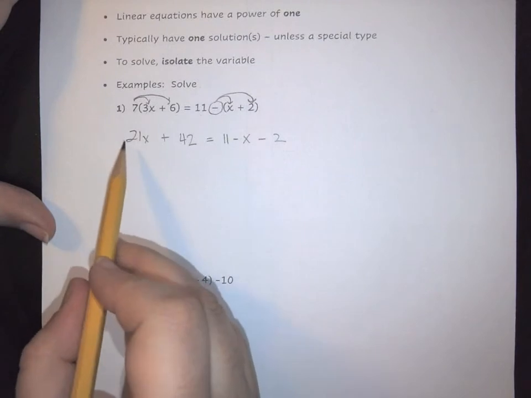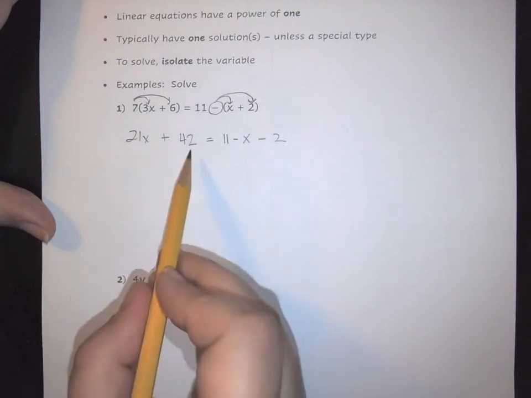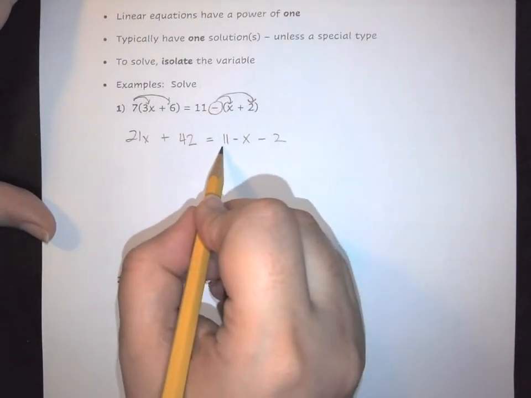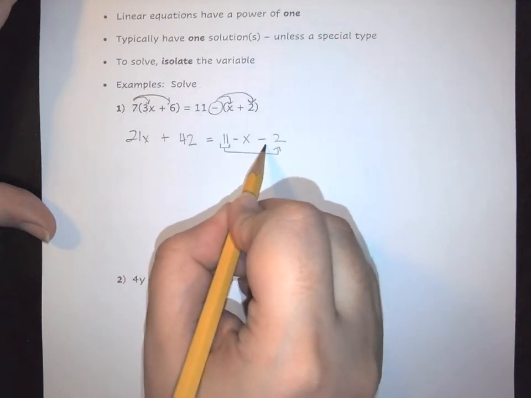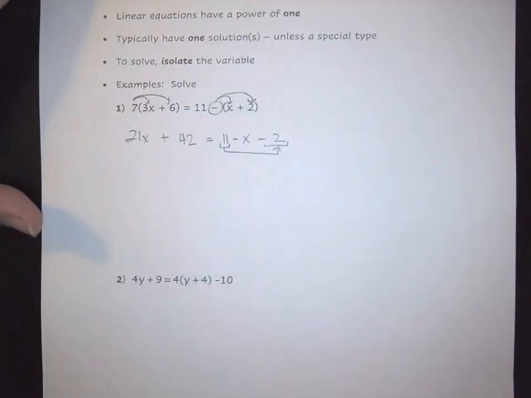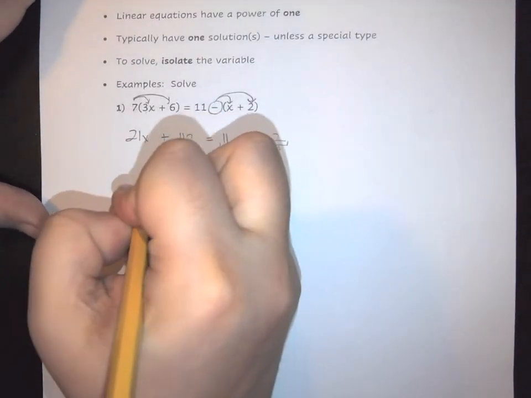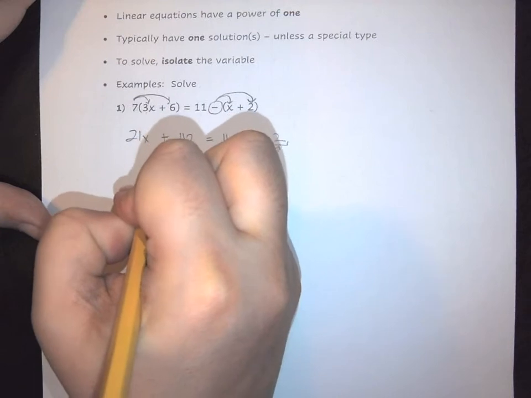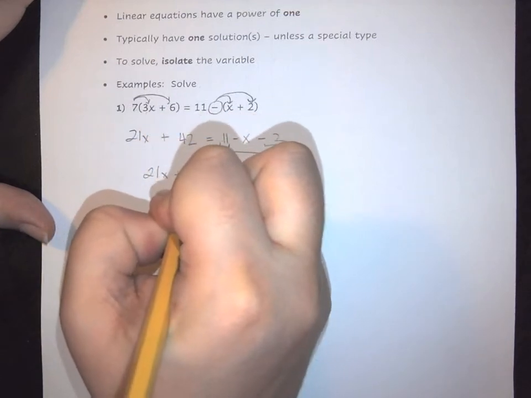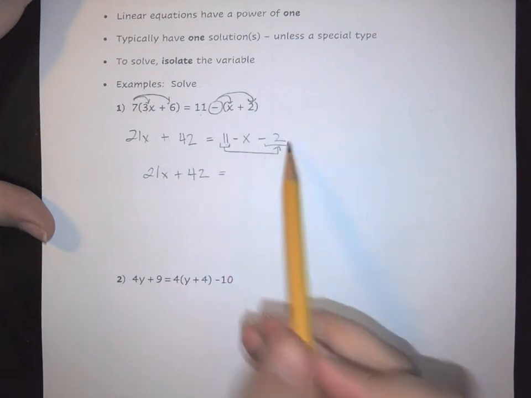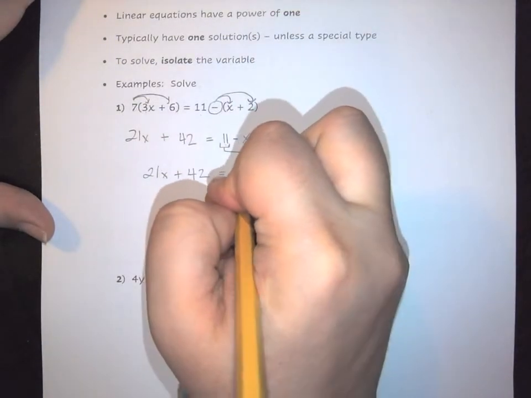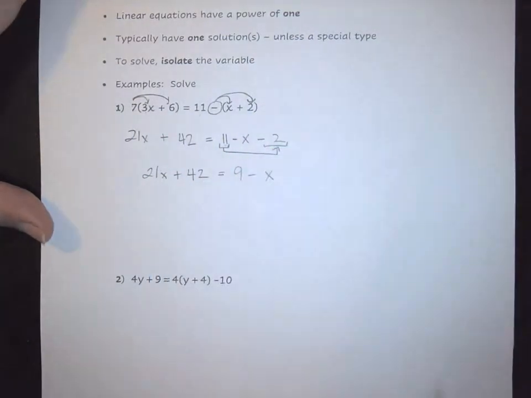Now if you see this left hand side again, there's nothing else for us to do, but over on this right hand side I've got this 11 and I have this negative 2, and so one thing that we could do with that is we could go ahead and combine them. So here we're going to have 21x plus that 42 is equal to, and I've got 11 minus 2, which is going to give me 9 minus x.